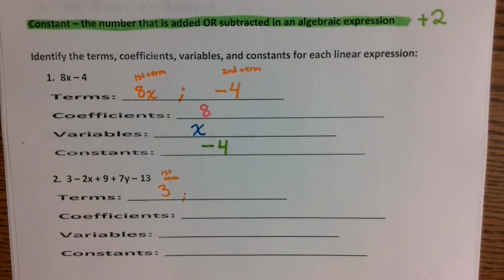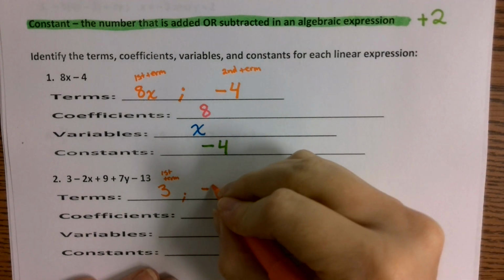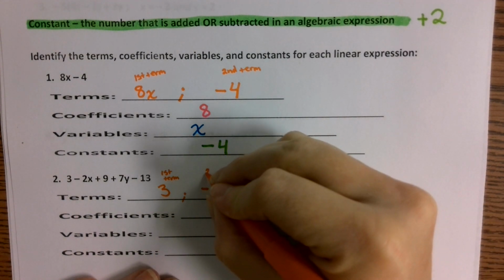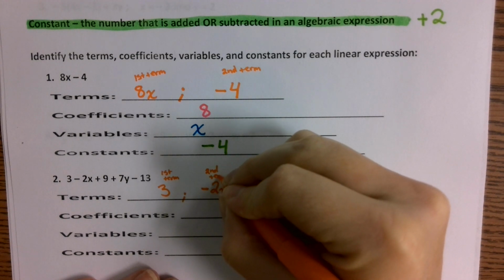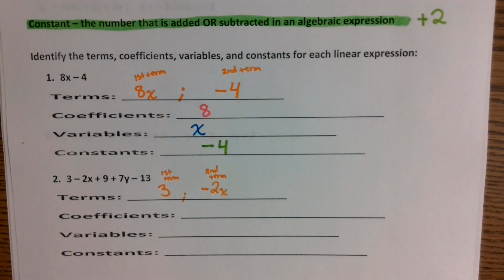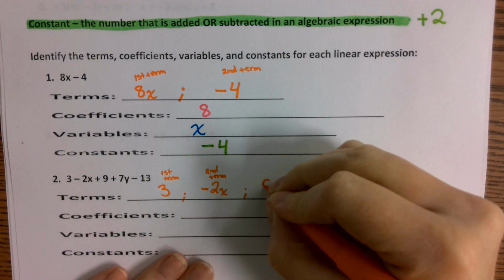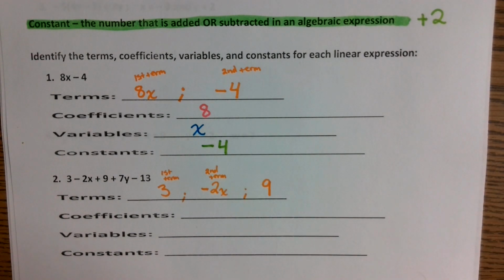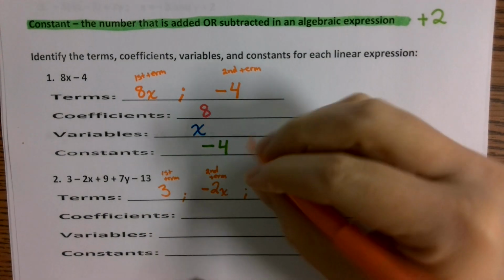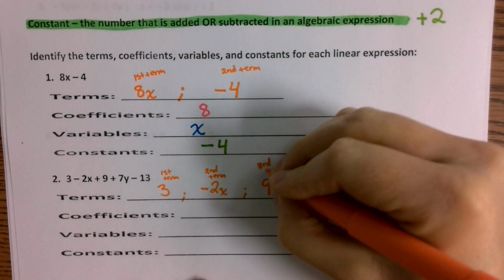What's our second term? Ilani? Don't forget the sign in front of it. Negative 2x. So negative 2x, that's my second term. What about my third term? Ashir? 9. Positive 9, right? I don't have to write the plus sign, but because it has a plus sign in front of it, I know it's positive. That's my third term.